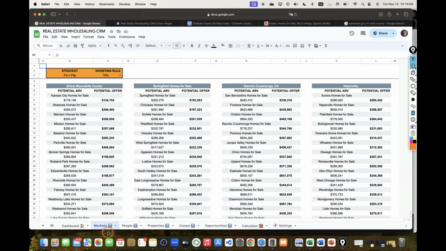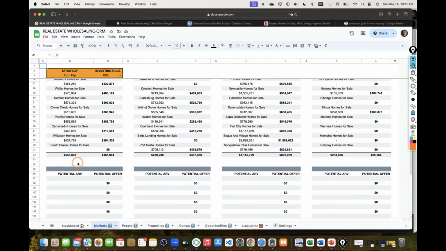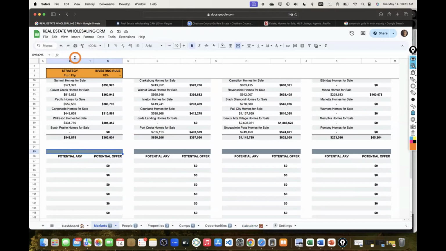Part of the process is, especially if you're trying to wholesale or if you're trying to invest in the area, you definitely want to know your market. So I'm gonna walk you guys through how to analyze any single market whatsoever. And then let's go through here and type in Chatham County.